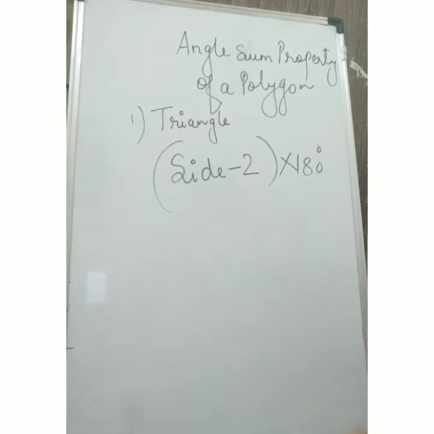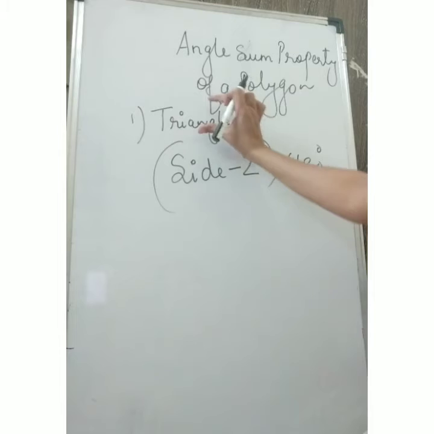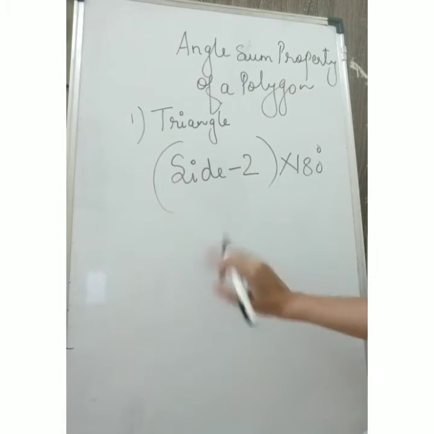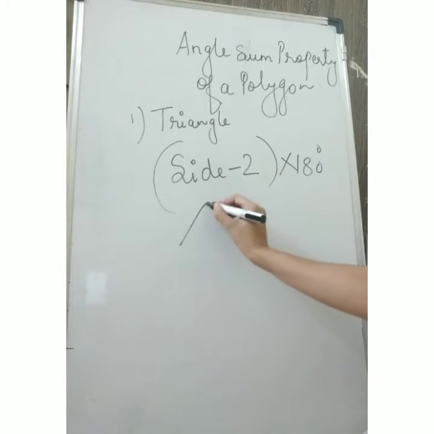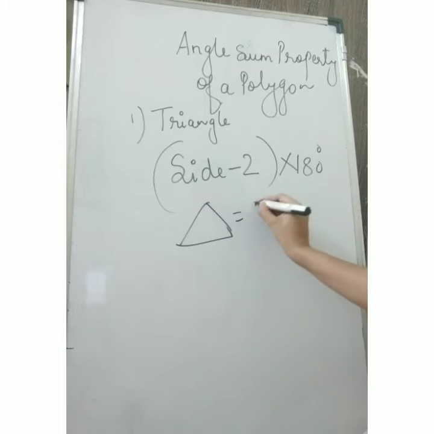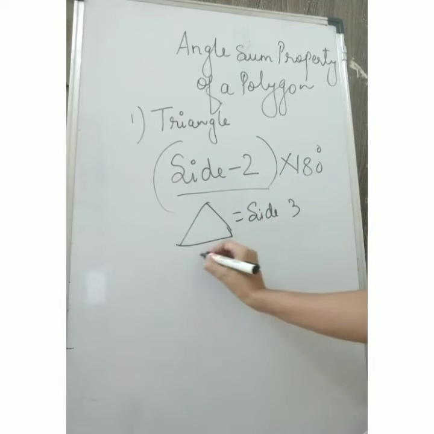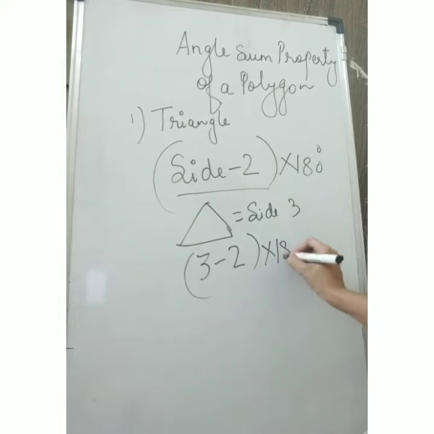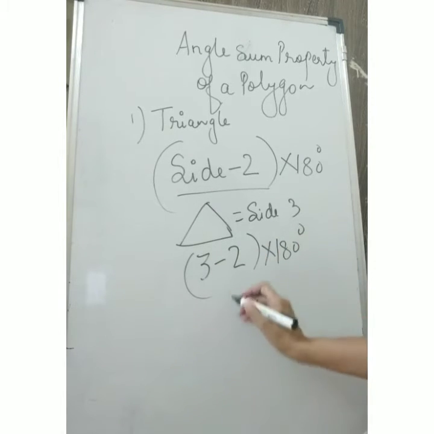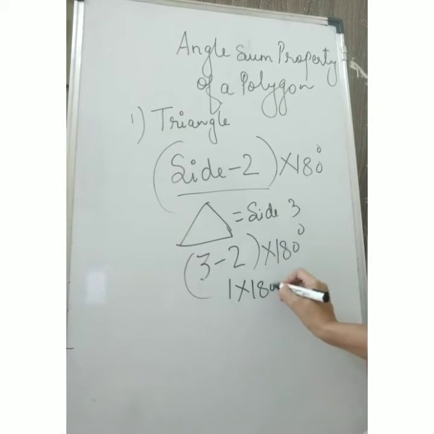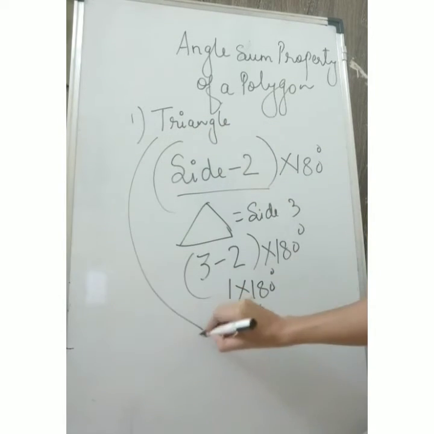So I'll start with the triangle. How are we getting the sum of the angles of a triangle as 180 degrees? Now this is a triangle. So the triangle has, students, how many sides? 3 sides. So the formula is sides minus 2. Now it has 3 sides, so 3 minus 2 into 180 degrees. So 3 minus 2 is 1. 1 into 180 degrees is 180 degrees. So that is why we are getting the sum of the angles of a triangle as 180 degrees.